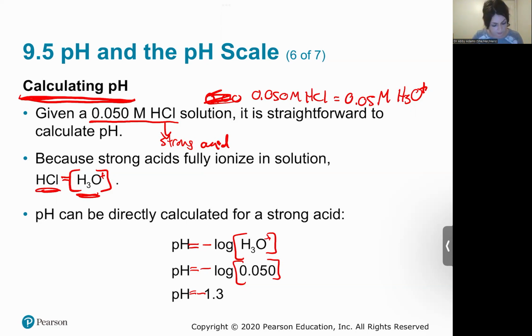So then pH can be directly calculated for a strong acid. So if you are going to find the pH, you're going to take the negative log of the concentration of hydronium ions. So in this case, it'd be the negative log of 0.05. And so you have a pH of negative 1.3.